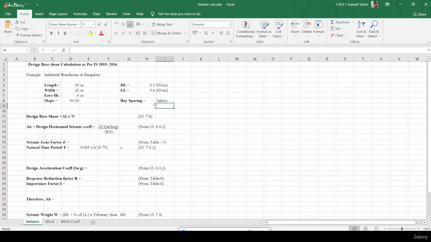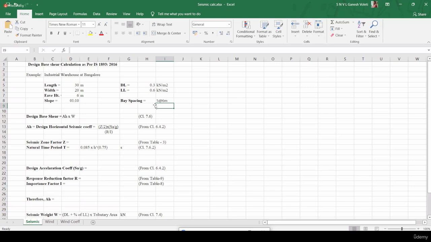For the code, we have to follow IS 1893. The latest version is 2016, so I'm using IS 1893 2016. Why are we using IS 1893? This is the basic question you'll get. We are using this IS 1893 code to get the base shear. We are going to design the foundation to resist earthquake also. Basically, all PEB structures are to be designed to resist earthquake and wind pressures also. So we have to know the particular base shear.